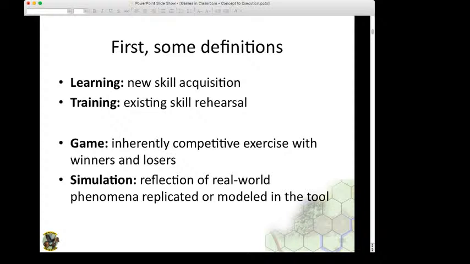Similarly, when we talk games, I am speaking of a competitive exercise that has winners and losers as a part of it. A game, you've got to be keeping score. So just going for a jog, you're not keeping score. Running a foot race, now we're keeping score. Whereas a simulation is an attempt to reflect some kind of real-world phenomenon that is somehow replicated or modeled in that tool. You'll notice those are not necessarily mutually exclusive definitions, and that is intentional.